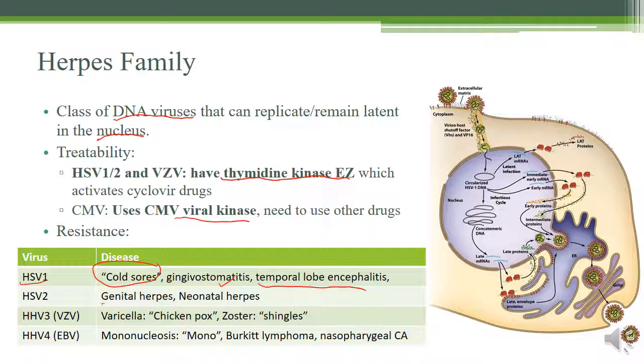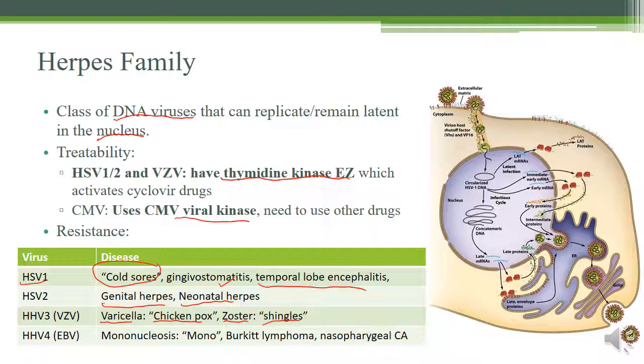HSV2 is known as genital herpes. This is a recurrent painful sores around your genital area, and it can also affect neonatally if a baby is born to a mother who has genital herpes. Moving on to HHV3, that's varicella zoster virus. It's known as varicella, i.e. chickenpox, the chickenpox disease, and then the zoster, which is just another way to say shingles disease.